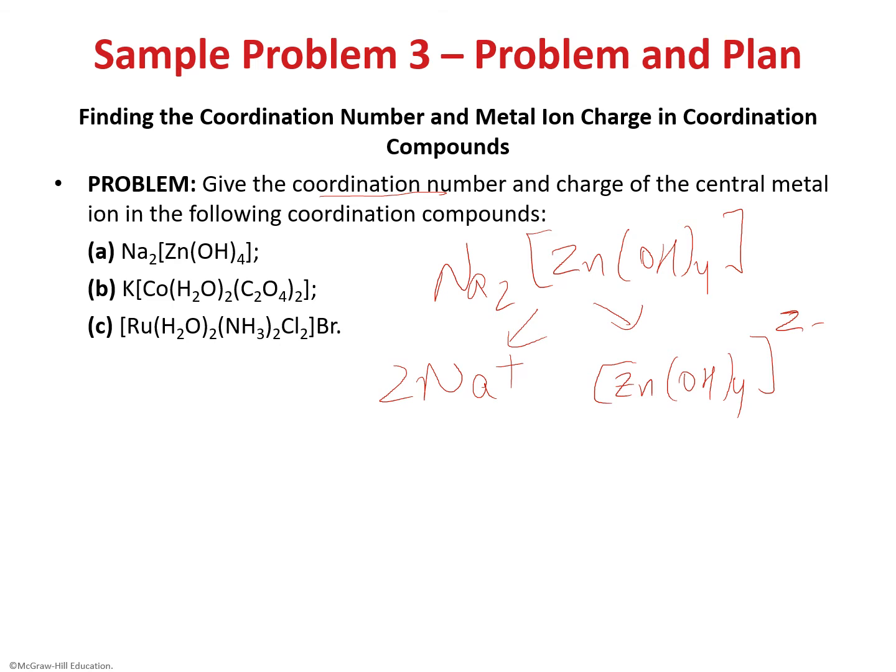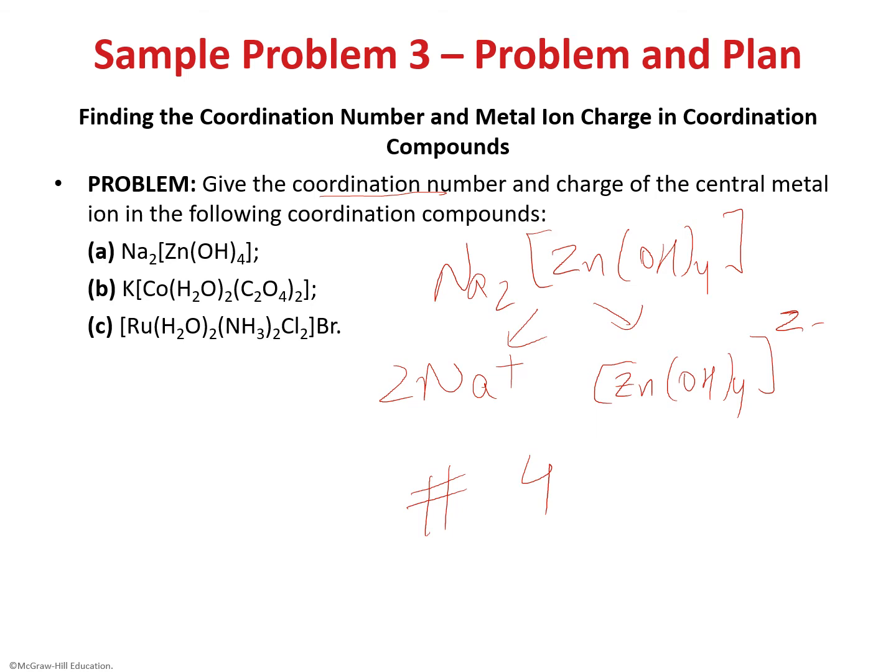Now the question is, what is the coordination number? Coordination number is again how many total bonds this metal is forming. The metal is forming 4 bonds with 4 ligands. So that would make it a coordination number of 4.